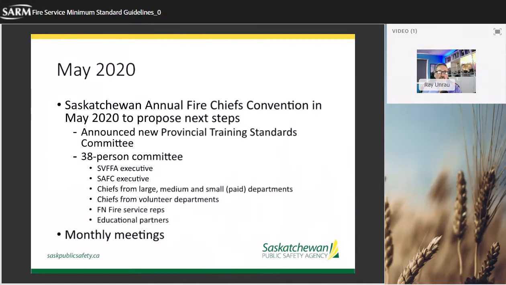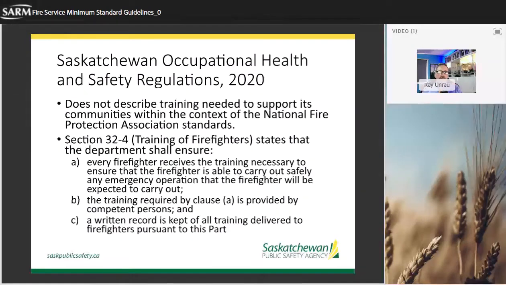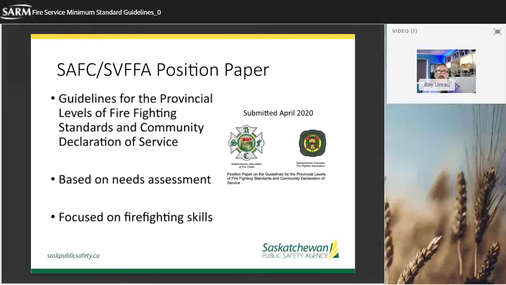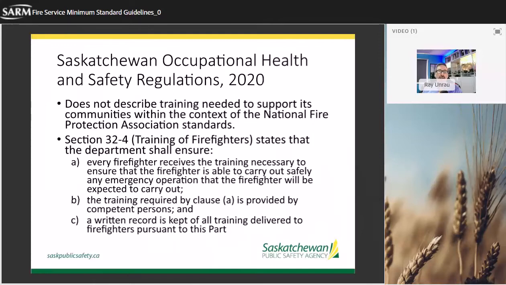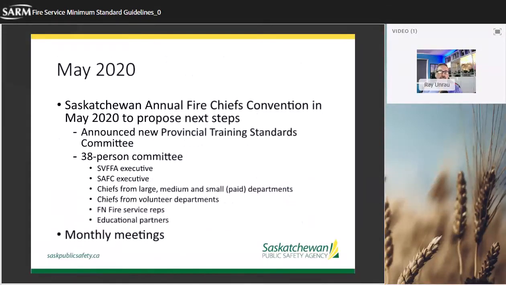I'm just going to back up a second. We received this in 2020, and then in May of 2020, we brought the opportunity to the SAFC to open up a new committee. We're calling it the Provincial Training Standards Committee. One of the subcommittees on that committee is focused entirely on the minimum standards. So at the Fire Chiefs Convention in May of 2020, we announced the opening of the committee, and we invited people to participate in the development, or the exploration, of the minimum standards.